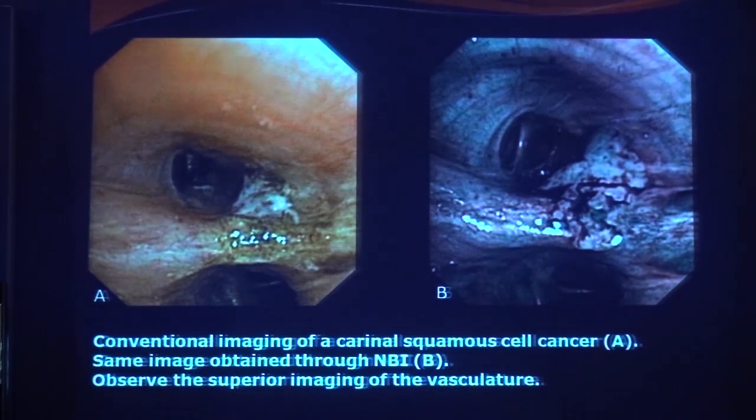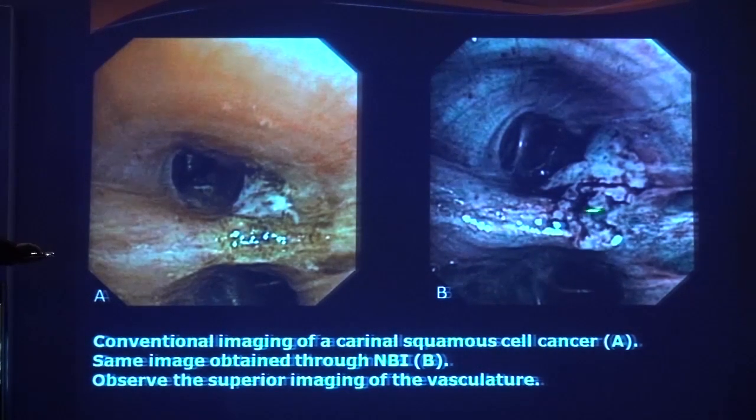And this is how the upgrade looks. This is the narrowband with very accurate characterization of the abnormal blood vessels, where you can safely take a biopsy.